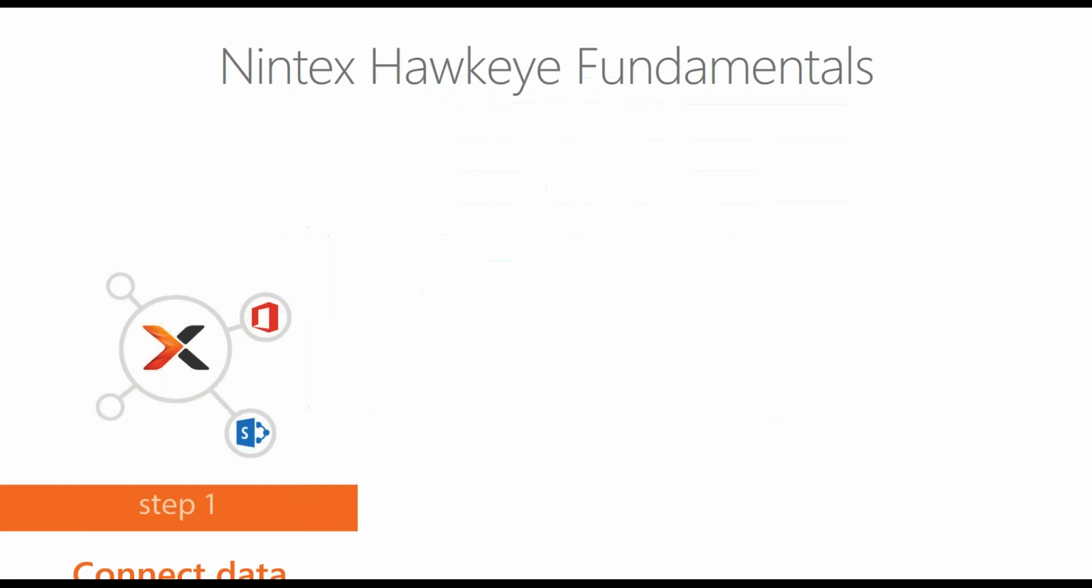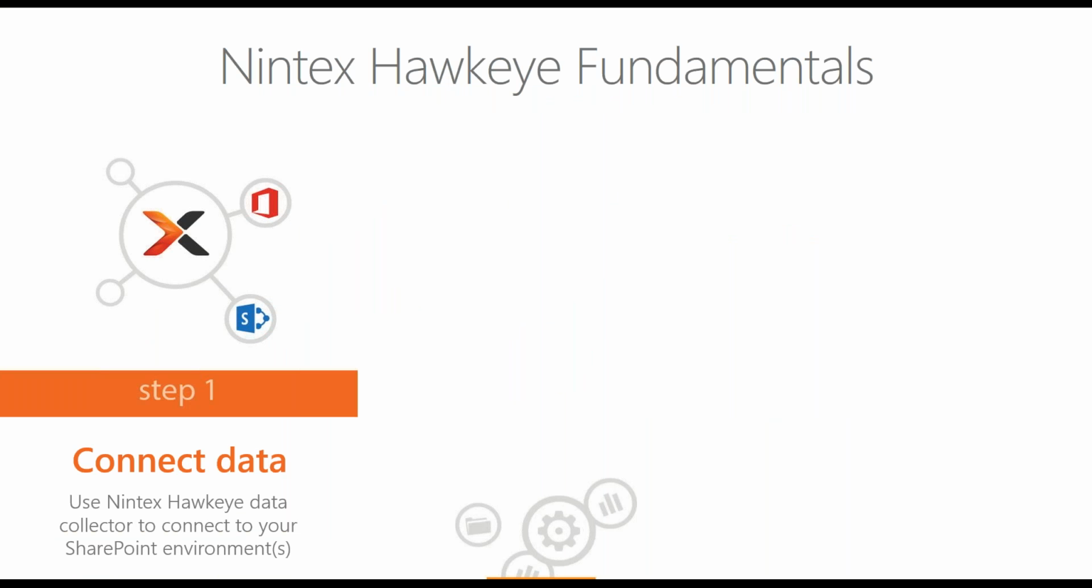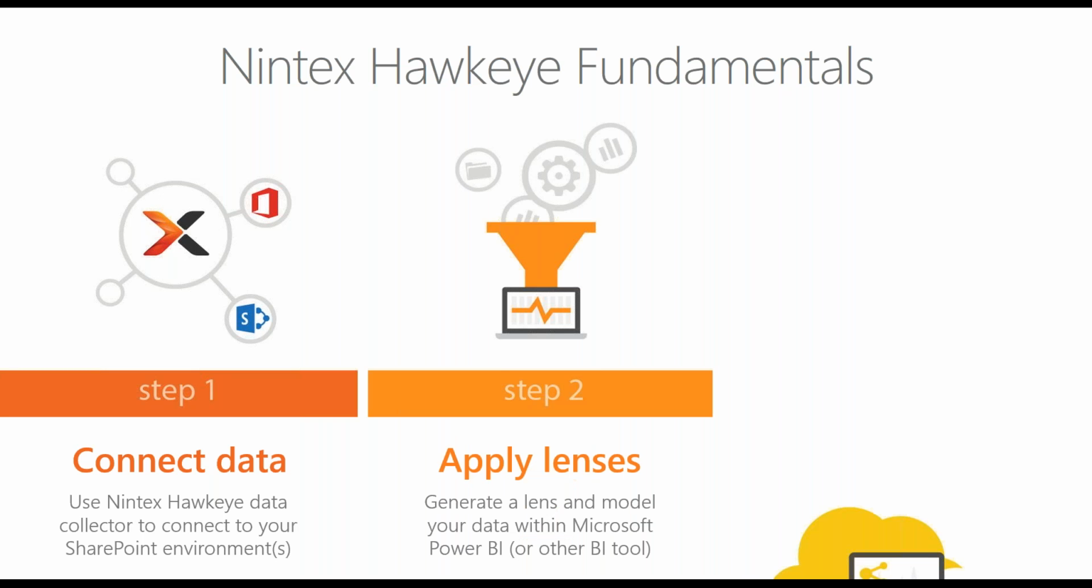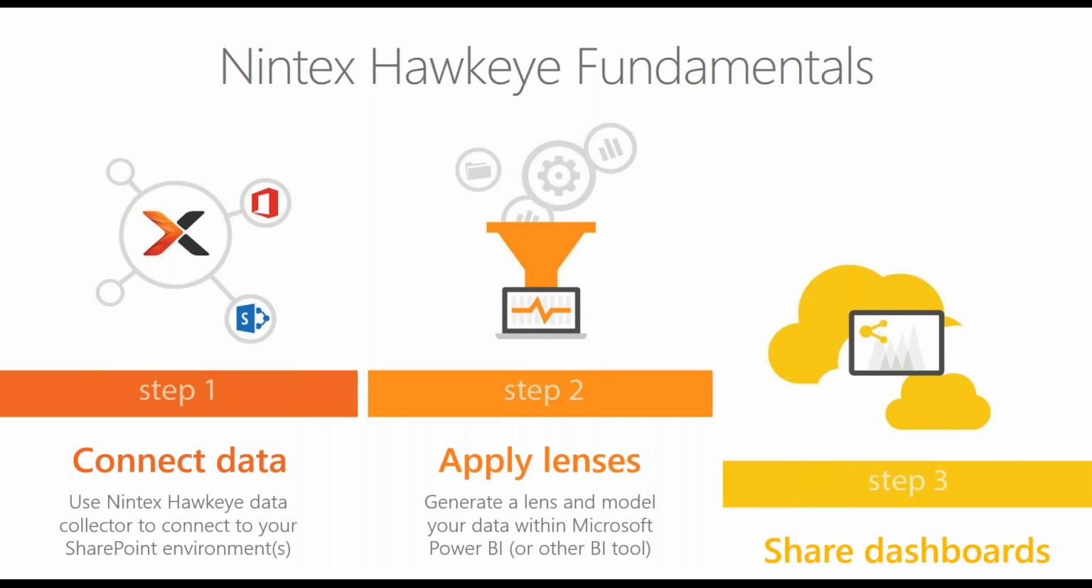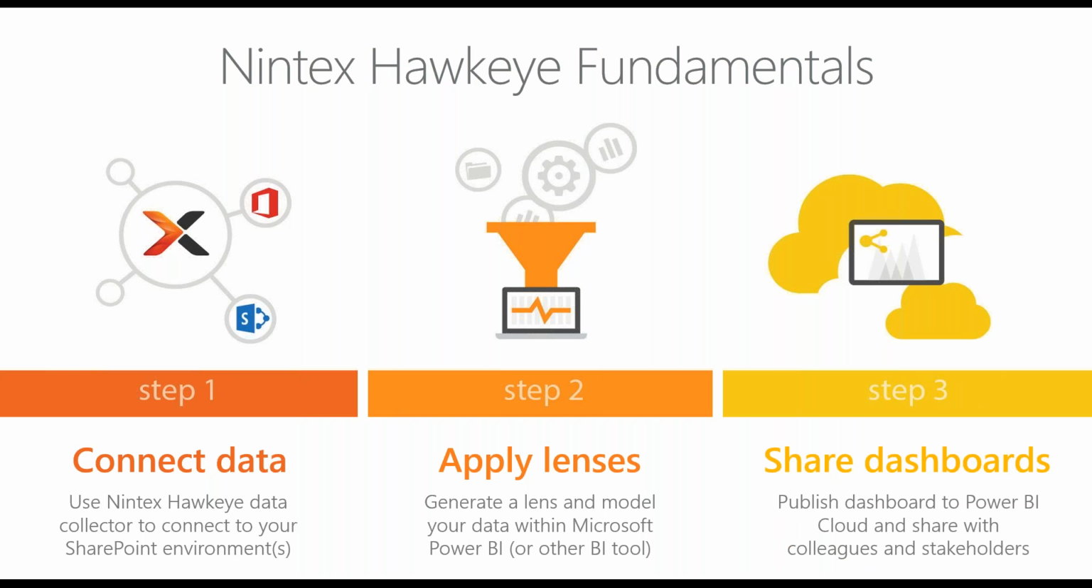So let's talk about the key Hawkeye fundamentals. The first thing you have to do within the environment is set up a data collector. The data collector is installed on your server, your SharePoint server, and then once that's done, that actually feeds data into the Nintex tenant in the cloud, the Hawkeye tenant. And then what you're basically doing is you're applying what's called lenses. So what is really a lens? A lens is saying, this is the type of data I'm interested in, the focus of my data, and then what you can do is you can take third-party tools and create different visualizations from that data.